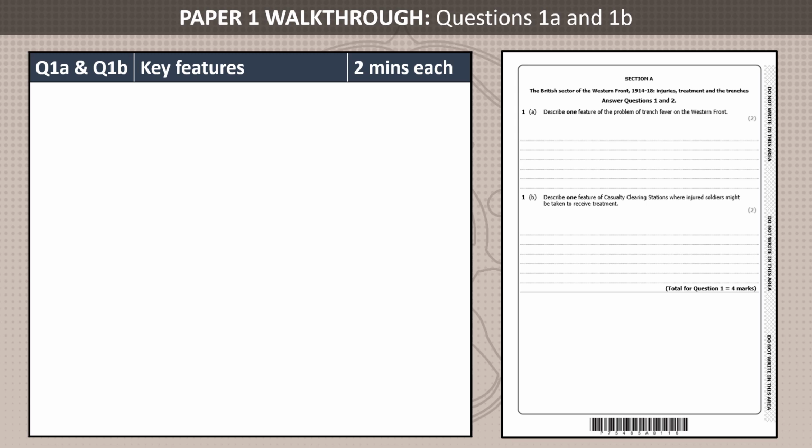So the paper starts with two key features questions, 1A and 1B. These will be about the British sector of the Western Front. Do them both in the same way. Firstly, underline the focus of the question. In this case, it's the problem of trench fever. Then write no more than 2 sentences.